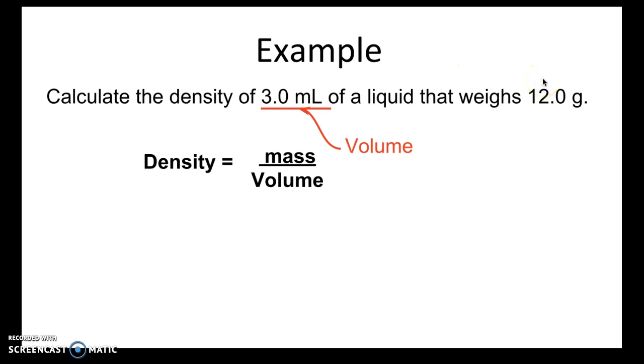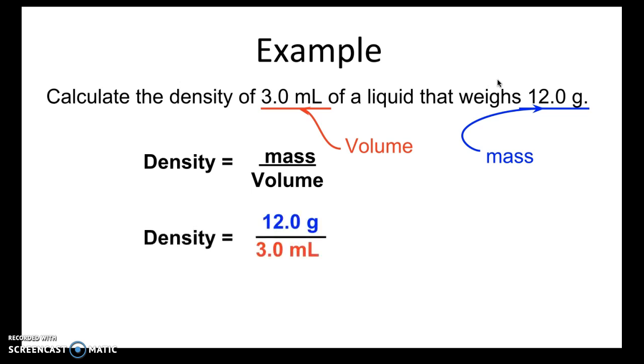Over here, the 12.0 grams would be our mass. I have two clues for that. One, the units: grams is a unit for mass. And the other is the word weighs. So that's my clue that the 12.0 grams is our mass. Once we know our mass and volume, we can plug that into the density equation. So I write density is equal to 12.0 grams divided by 3.0 milliliters. I do my math, and I get the density to be 4.0 grams per milliliter. That will be the answer.